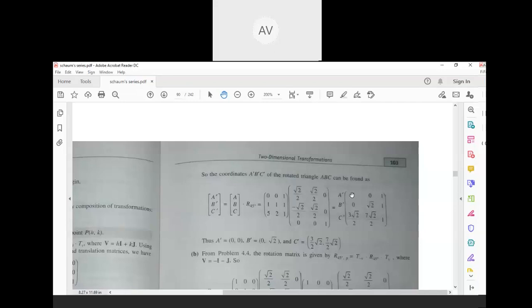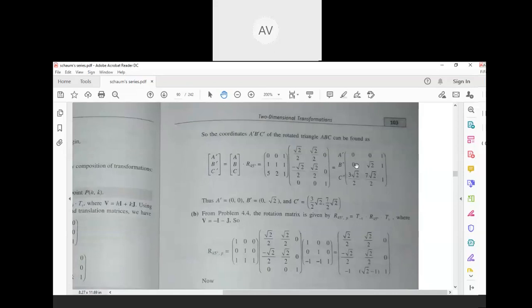So these are x1, y1, x2, y2, x3, y3. This 0 0 will be the new coordinates of point A of the rotated triangle. This 0, root 2 will be the new coordinates of point B of the rotated triangle, and this will be the new coordinates of point C. Okay, so like this we are done.